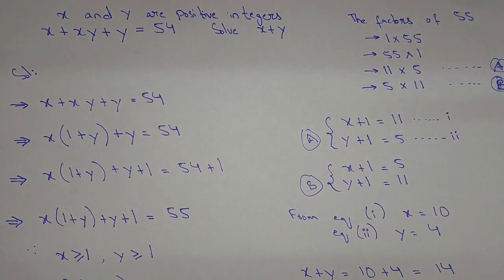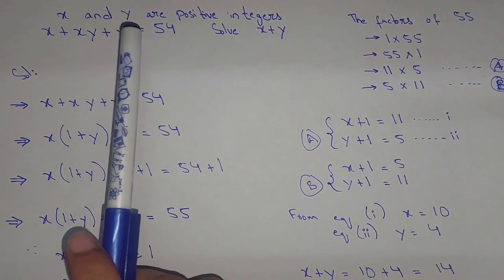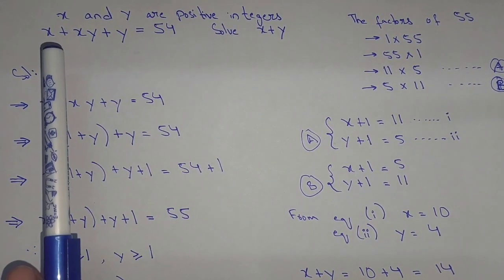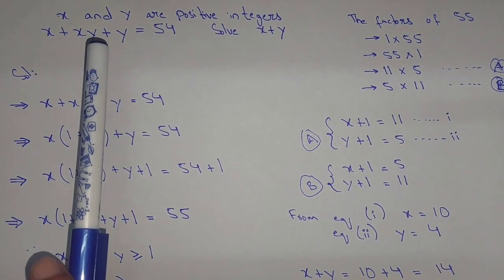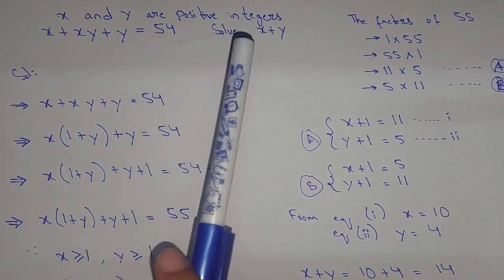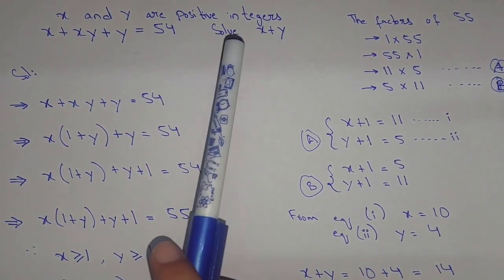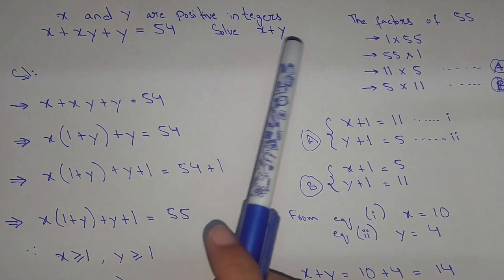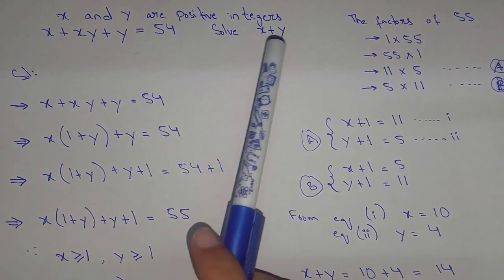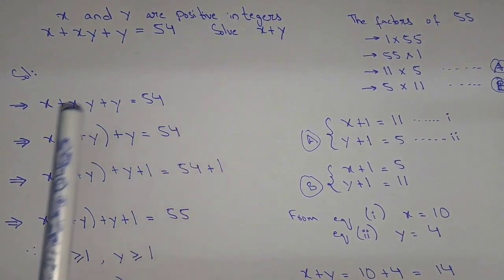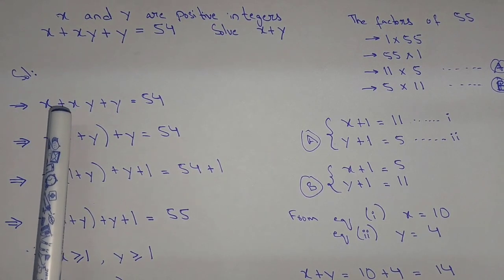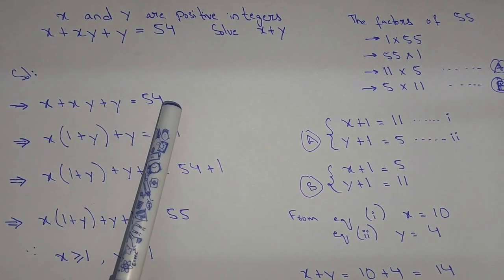In this video, x and y are positive integers, and this is the question: x plus xy plus y is equal to 54, and we have to find the value of x plus y, not x and y, but the value of x plus y. So here we have x plus xy plus y equal to 54.